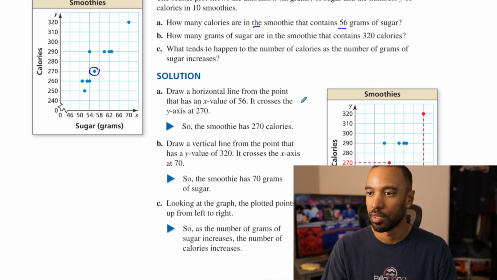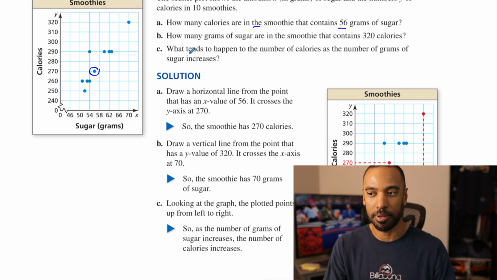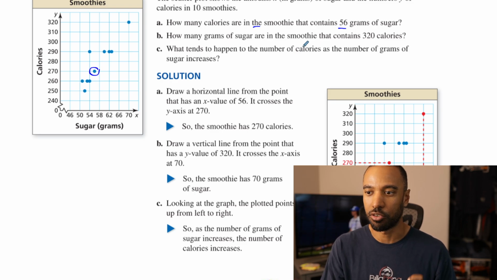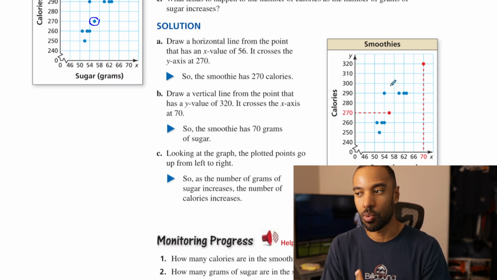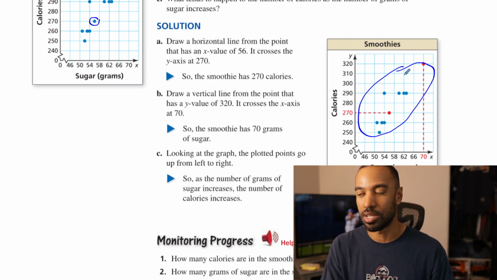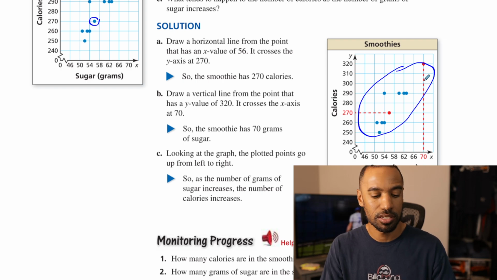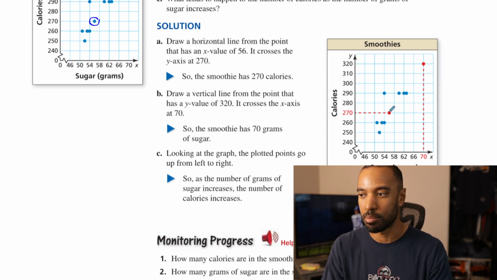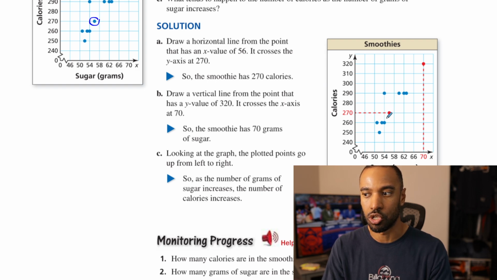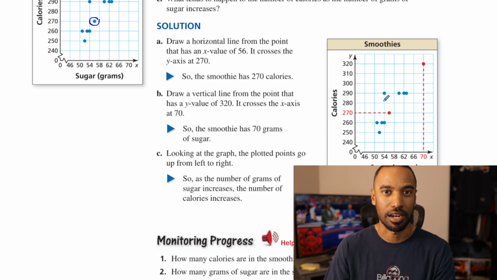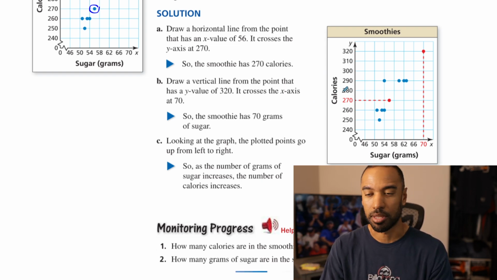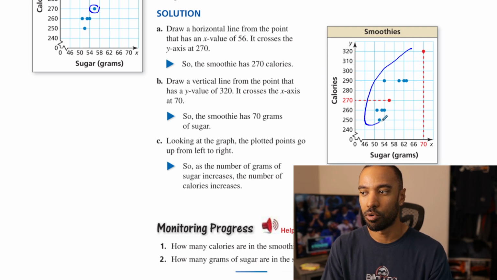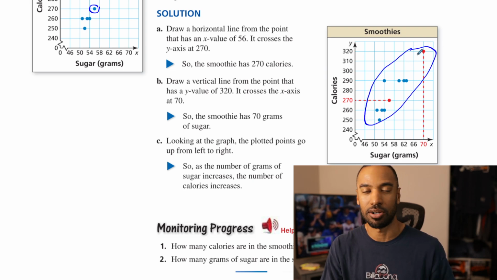That's part B. Part B says, what tends to happen to the number of calories as the number of grams of sugar increases? So as X increases, what's happening to Y? We tend to see a trend that tends to increase as well. Is that always the case? Not necessarily. We see that the 56 grams of sugar one has less calories than the 54 grams of sugar ones do, but then again, there's more than one there, and that makes this not a function if you're talking about the relation here. But we're not really talking about that. We're just talking about the trend. As an overall trend, you see this up and right pattern as this goes.